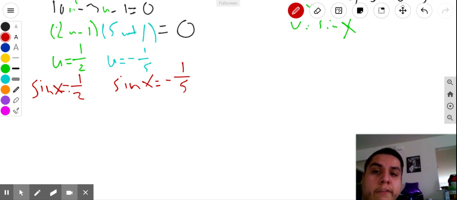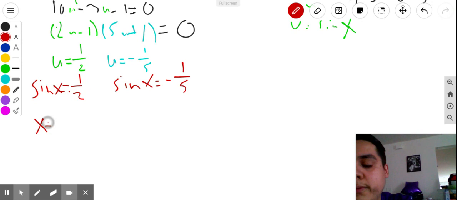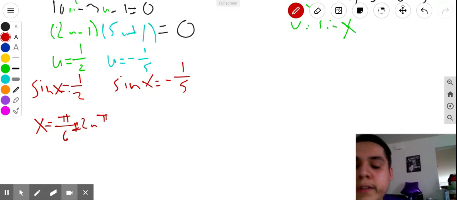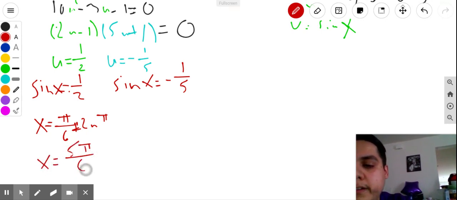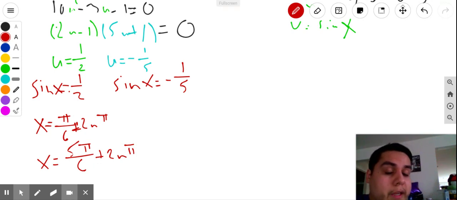I know I'm looking at the first and second quadrant because sine is positive, and I know I'm looking at a reference angle of pi over 6. So I know my answer should be x equals pi over 6 plus 2n pi to cover all the general solutions, and x should equal 5 pi over 6 plus 2n pi to cover everything that's going to be coterminal with the second quadrant angle. Okay?